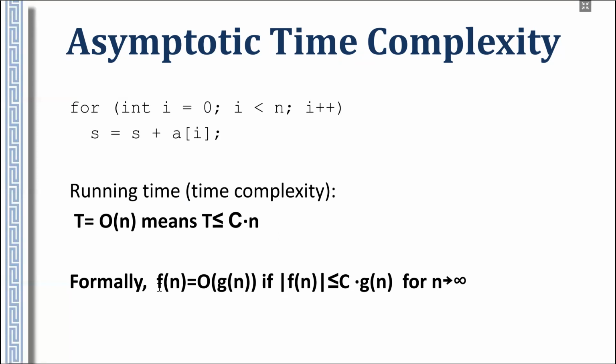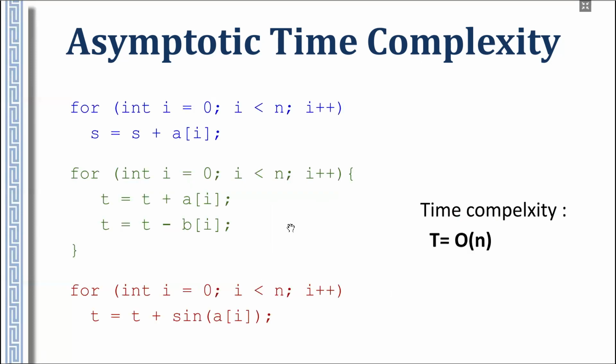defined for any function f: if f is O(g), it means that for big enough n, the value of this function is bounded from above by a constant times the function g.